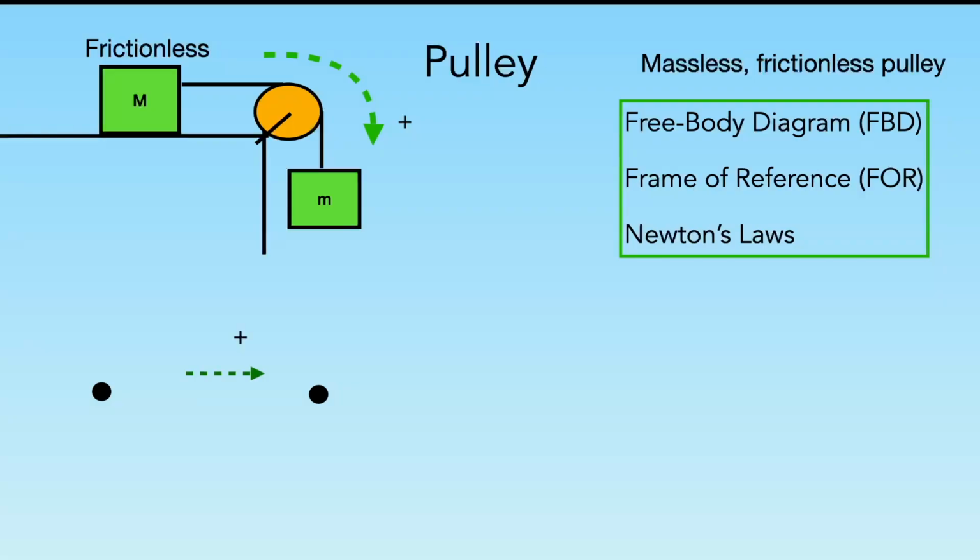So for the big M, to the right, I'm going to consider positive. And again, I'm just going to worry about the direction of motion for the frame of reference on each of these, okay? So we have mg down, tension to the right, normal force up. If there were friction, there would be a frictional force to the left. Okay. For the second one, for little m, it's really simple. Little mg down and tension up.